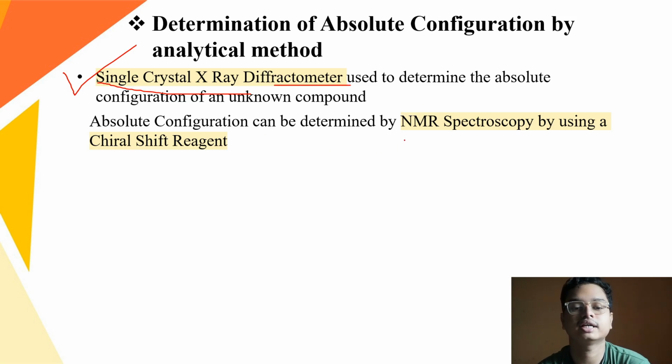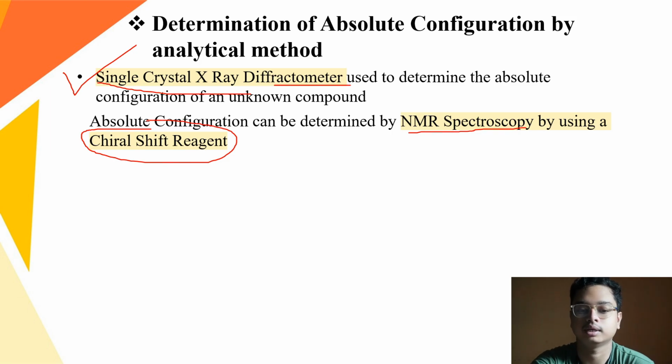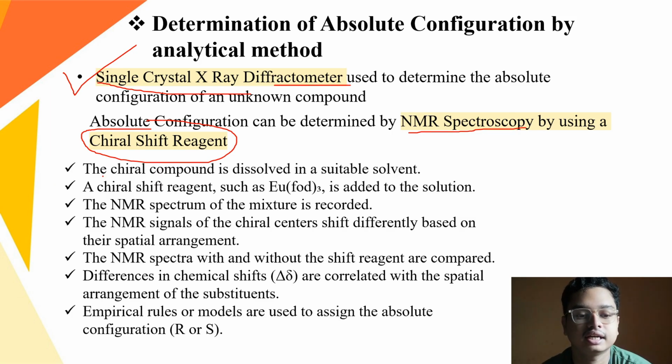Also, absolute configuration can be determined by NMR spectroscopy using a chiral shift reagent. How? We are discussing that. First, the unknown chiral compound that you generated is dissolved in a suitable solvent, and after that a chiral shift reagent is added. This is the chiral shift reagent, which is nothing but a chiral metal complex, and it is added to the solution.